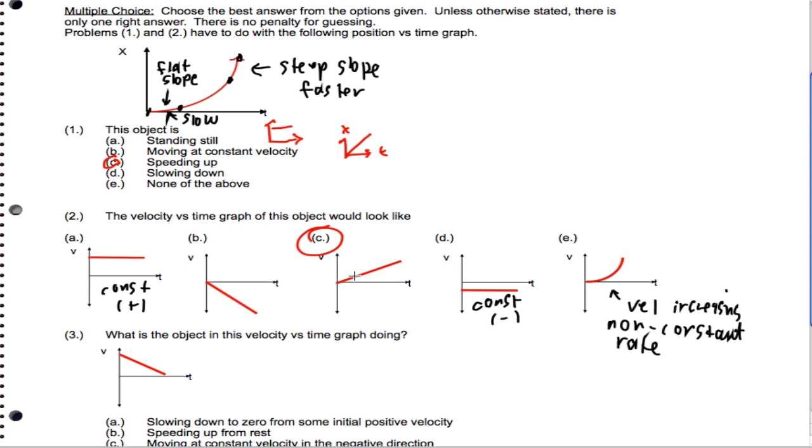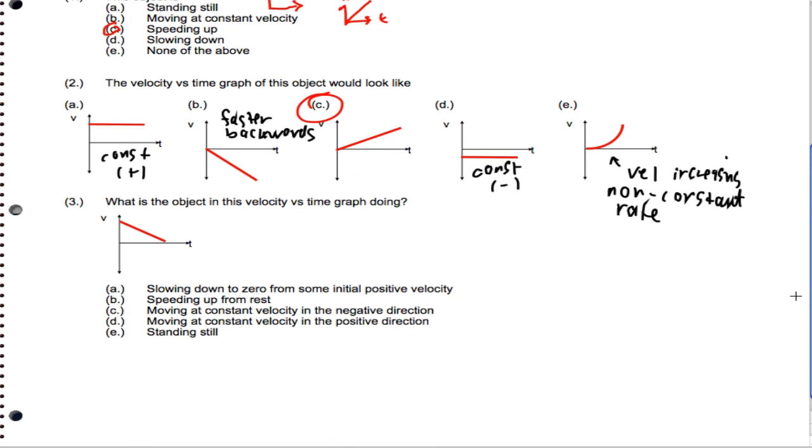in a positive direction. Here, we're increasing in a negative direction, so that would be going faster going backwards. This is going faster going forwards. So I'll just write here, faster going backwards. So that gets us done with that one.